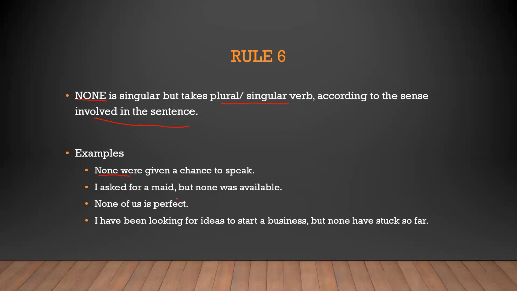I asked for a maid, but none was available. I asked for a maid, but none of them was available. None was available. So here, none is working as a singular. None of us is perfect. Right? No one is perfect.